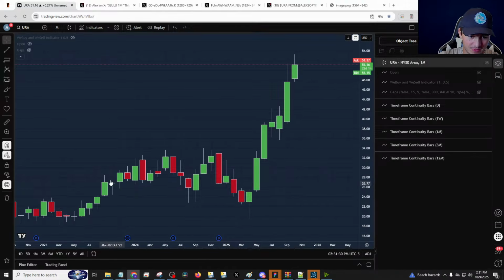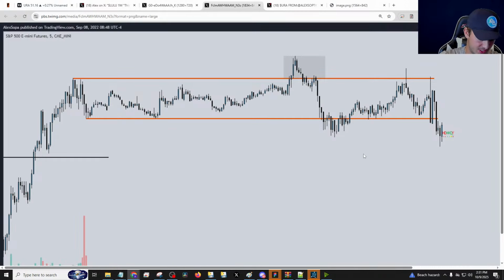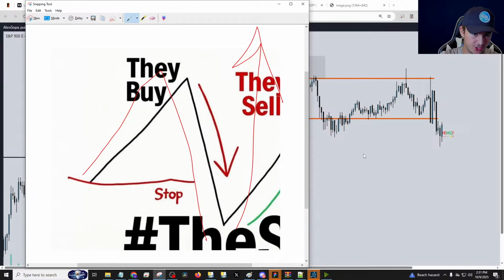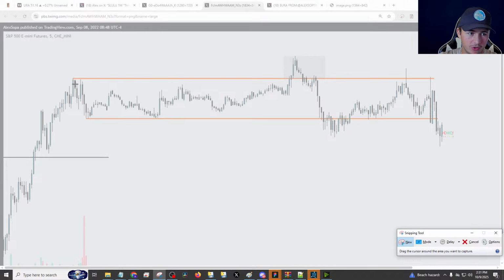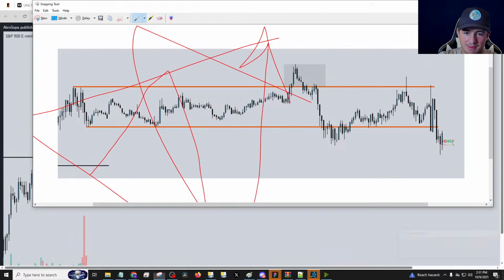Now, you may look at this and be like, okay, what about the sideways stuff, right? What is that telling us? This is something we called the box setup. And we taught this a very, very long time ago. This is from 2022, this screenshot at least. And we have some from earlier. But it's the same concept.